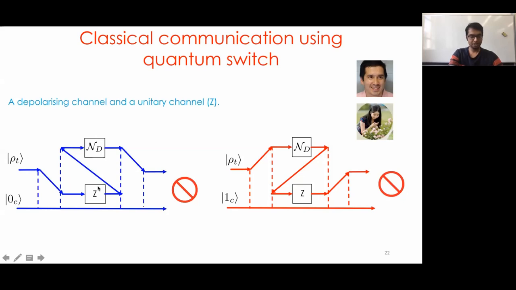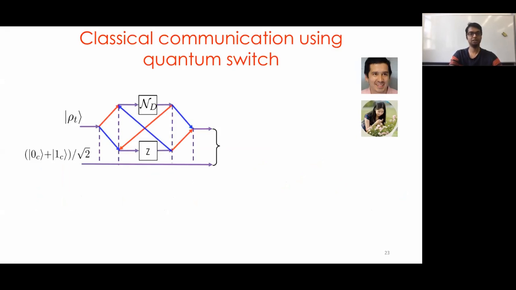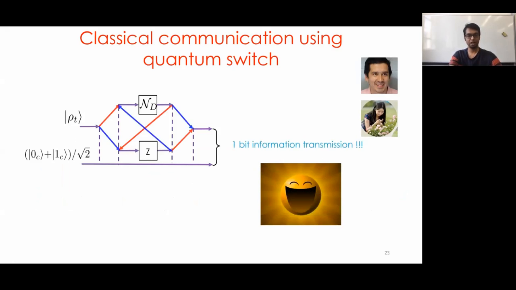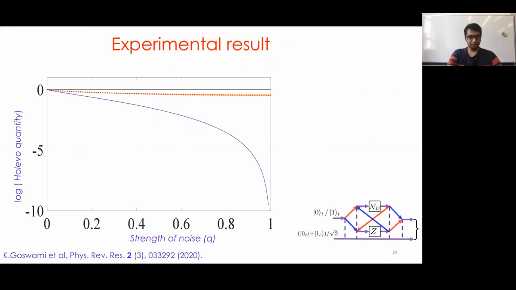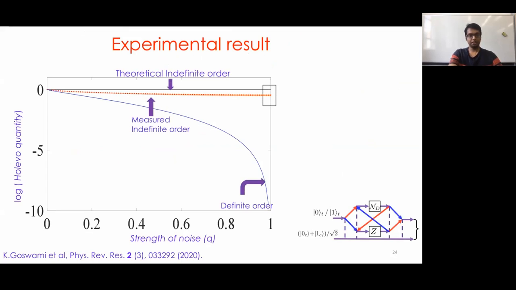And this target system is an eigenvector of this unitary channel. In a definite order scenario, the depolarizing channel takes over and we will not get any information out of it. However, when we connect this in an indefinite order, it is possible to have a full one bit of information out of it. So it's a major boost in communication. This is our experimental result, and you can see the theoretical indefinite order is one bit throughout the strength of the depolarizing channel. And experimentally, we managed to achieve 63% of bits.